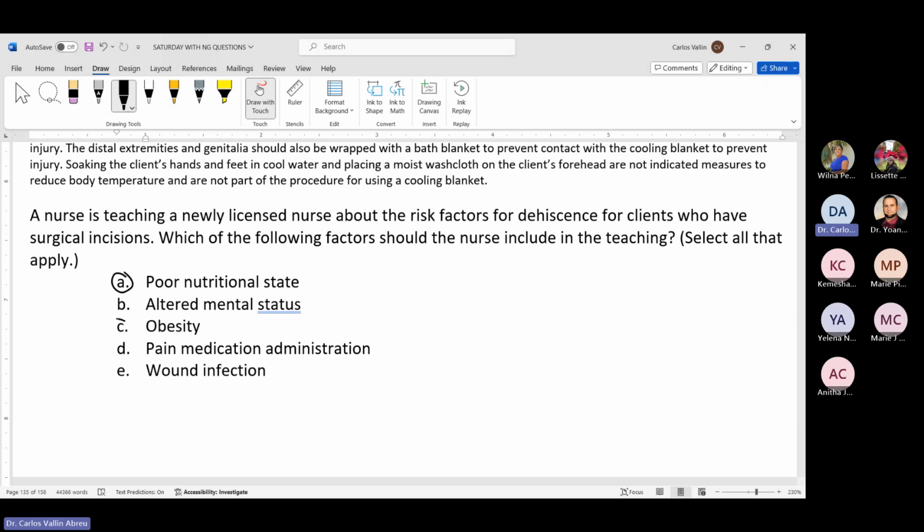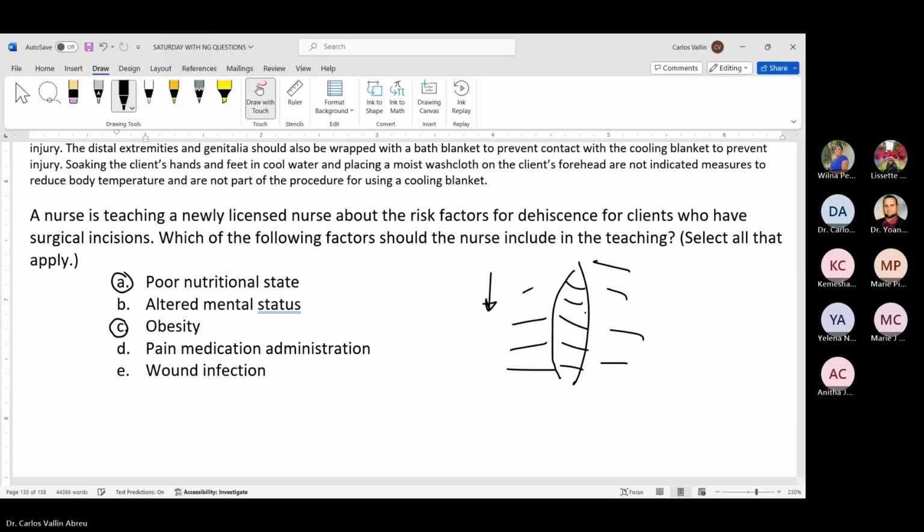Obesity, yes, obesity is well explained as a cause of dehiscence. The reason is that the adipose tissue, this tissue that is too thick in obese patients, especially in abdominal surgery, has low blood flow, low circulation, a small amount of blood vessels. As a consequence of that, the healing is slower. So the thicker the adipose layer of an obese client, the slower the process of joining the border of the wound.